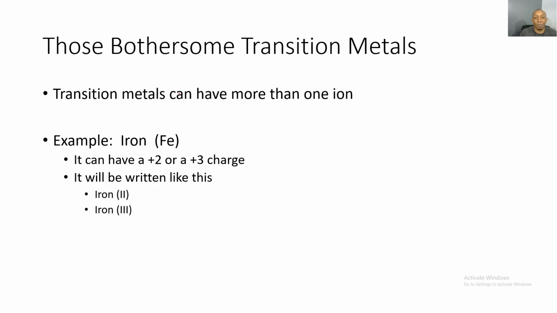Now let's take a look at those bothersome transition metals. Transition metals can have more than one ion, but the good thing about them is that they will always show you what the ionic charge is. So for example, iron, which the symbol is Fe, it can have a +2 or a +3 charge, and it will be written like this. This will symbolize that it has a +2 charge, and this will symbolize that it has a +3 charge.